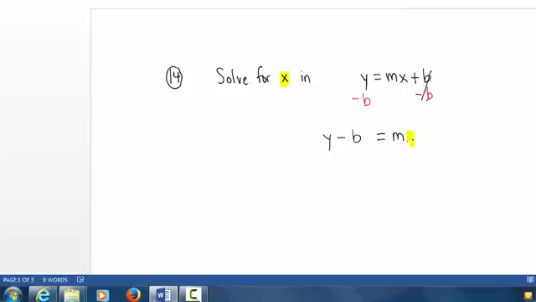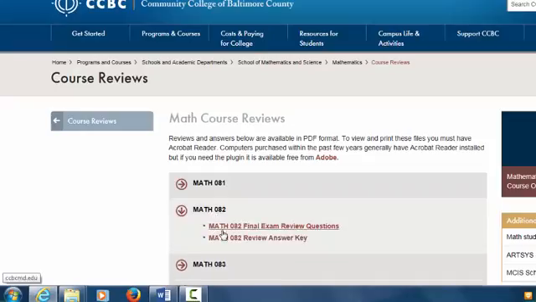Again, we are trying to solve for x, and x is being multiplied by m. So we divide by m on both sides. M divided by m is 1. On the right-hand side, we have x, and x is isolated. On the left-hand side, we have (y minus b) divided by m. Let's check that.